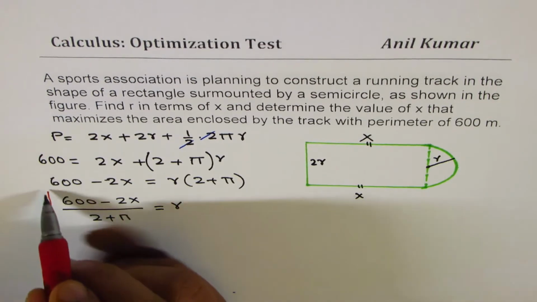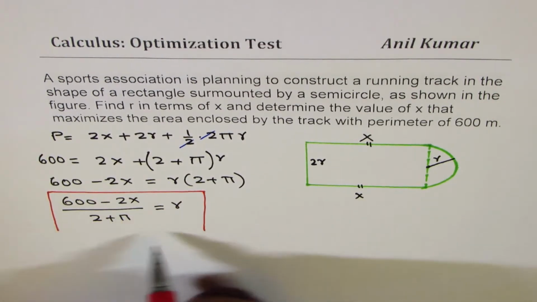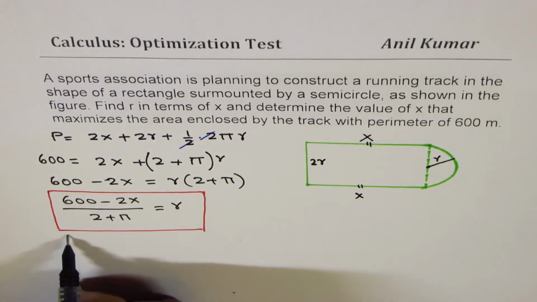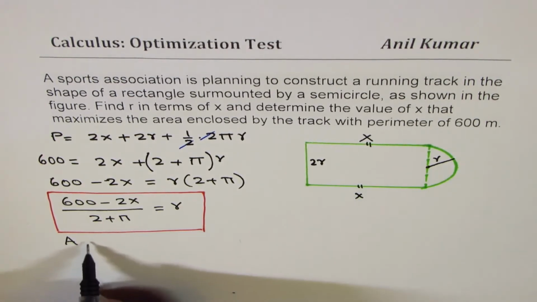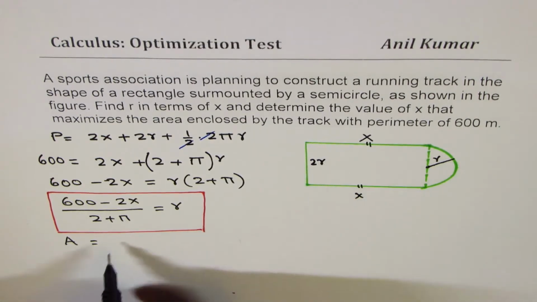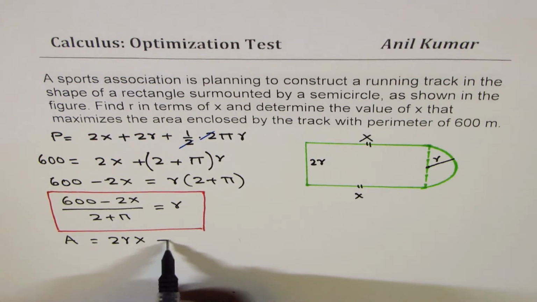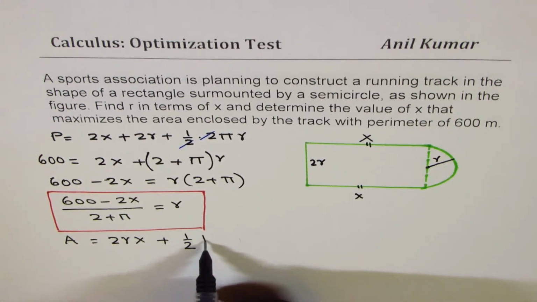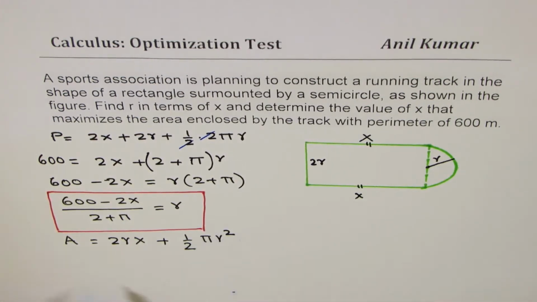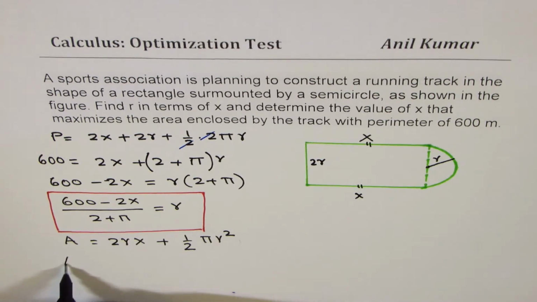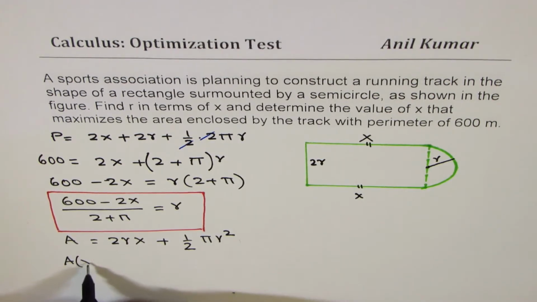This can help us to write the area function in one variable. So what is area? Area in this case is the area of the rectangle, which is 2 times r times x, 2rx, plus half the circle, half pi r square. Right? That is the area. Now in this, we can substitute the value of r to get the function of area in terms of x. That's the whole idea, right?